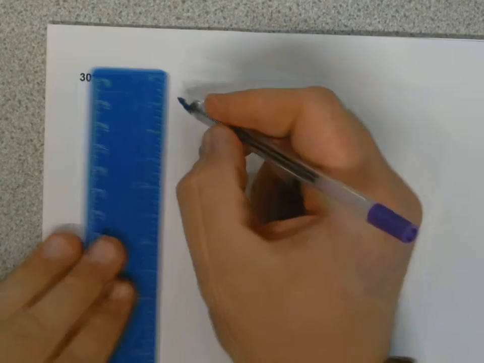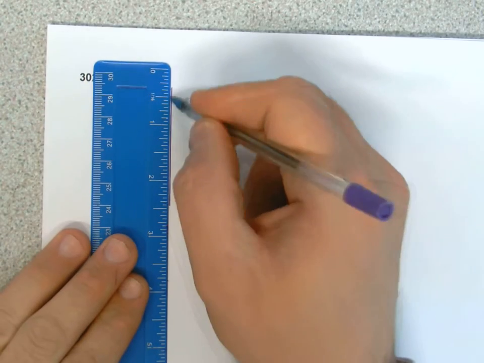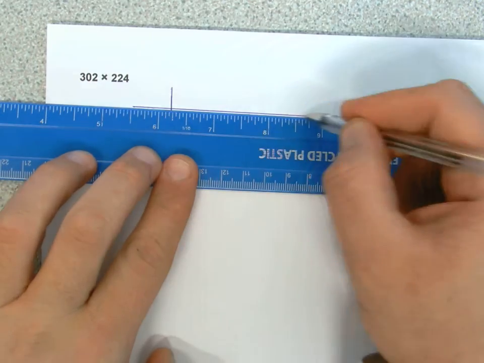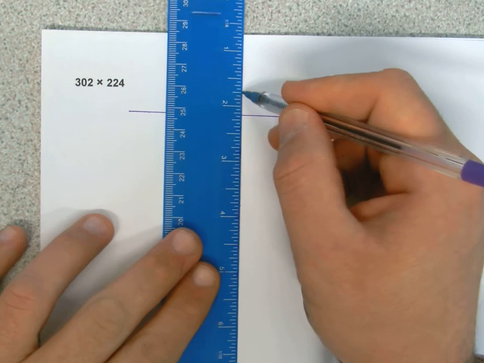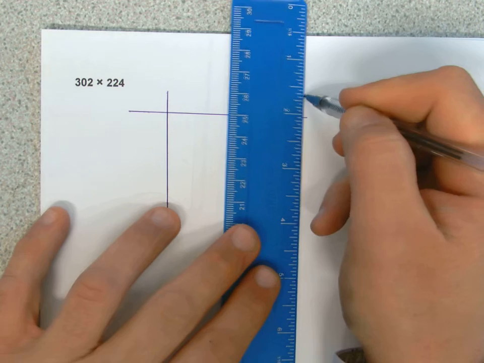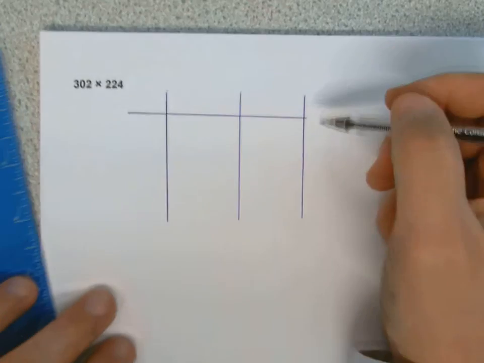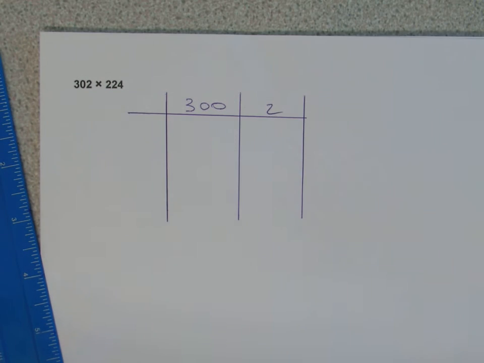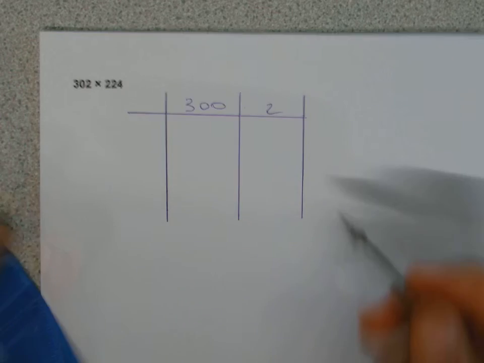Okay, final one here. We've got 302 multiplied by 224. So what's actually good about this box here is if you think about partitioning the 302, we actually only need 2 columns because 302 is simply 302. There's no tens there. So you don't need to have 3 columns. Even though it's a 3-digit number, in this case you don't need 3 columns because there's no tens. There's no need to do it.